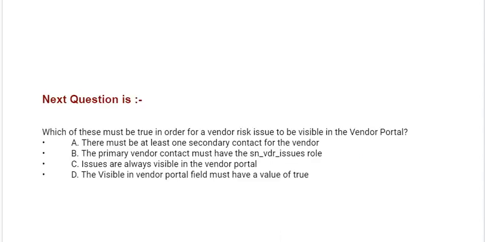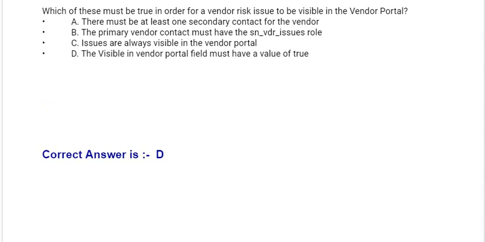Question is, which of these must be true in order for a vendor risk issue to be visible in the vendor portal? Option A. There must be at least one secondary contact for the vendor. Option B. The primary vendor contact must have the SN_VDR_issue role. Option C. Issues are always visible in the vendor portal. Option D. The visible in vendor portal field must have a value of true. Correct answer is option D.